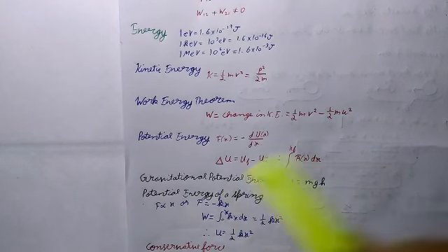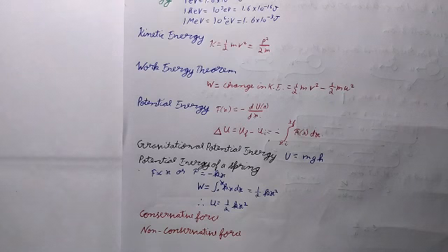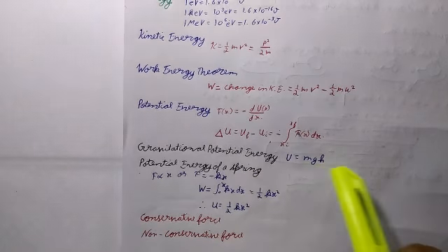Now gravitational potential energy. It is the energy possessed by a body by virtue of its position above the surface of the earth. The gravitational potential energy of a body of mass m at a height h above the earth's surface is U will be equal to mgh.